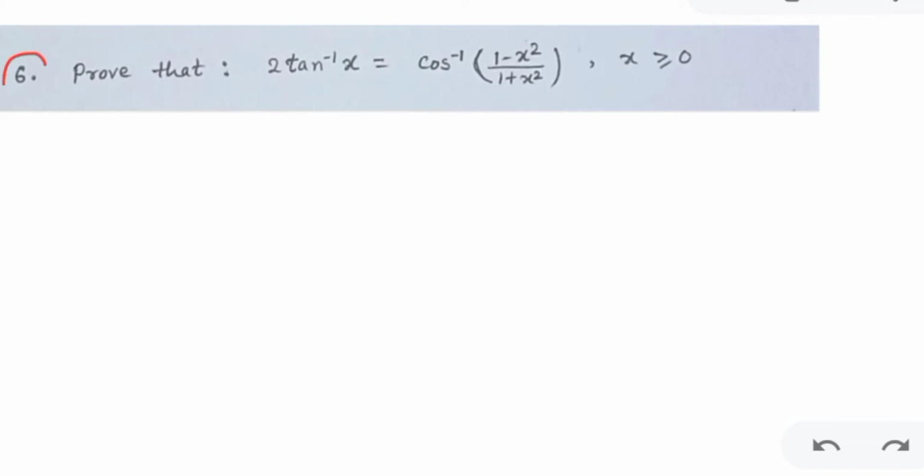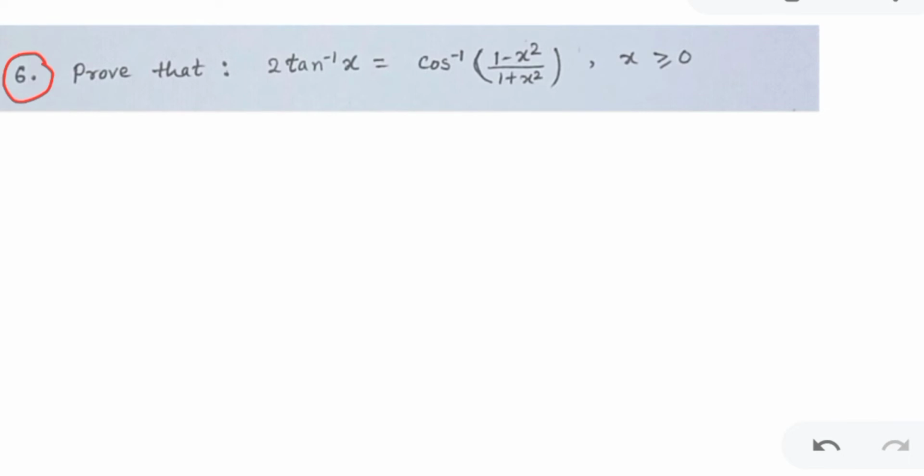Question number 6 is: prove that 2 tan inverse x is equal to cos inverse (1 minus x square) divided by (1 plus x square). We have to prove this. You need not worry about this; x is greater than 0.